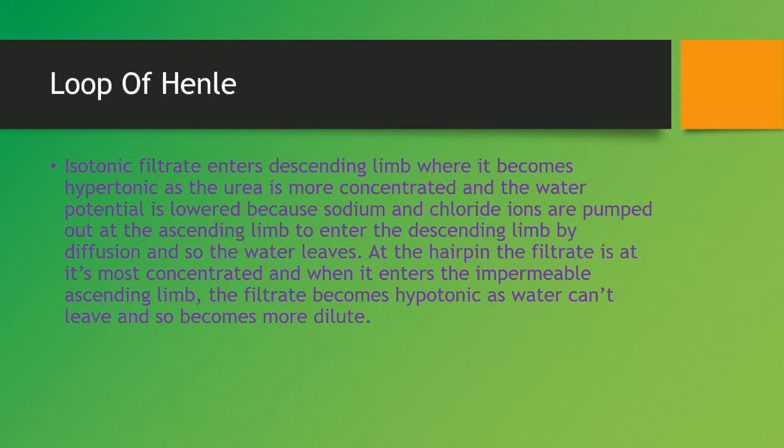So if you think of a diagram where you have the descending limb on the left and the ascending on the right, your ascending limb will have sodium and chloride ions pumped out, and these then move across and enter the descending limb to its left by diffusion, and water will leave. And this will lower the water potential, increasing the concentration of urea, making the filtrate hypertonic.